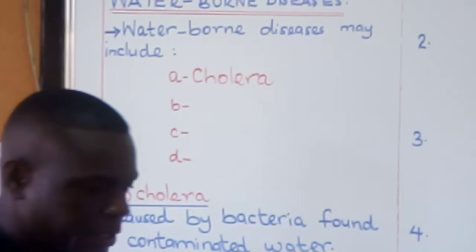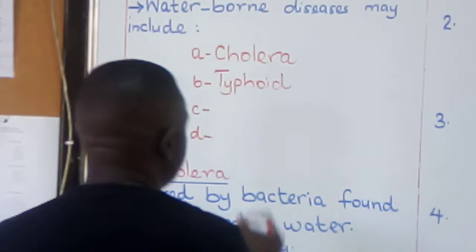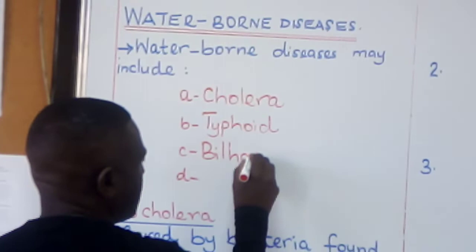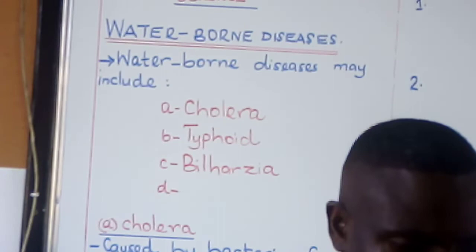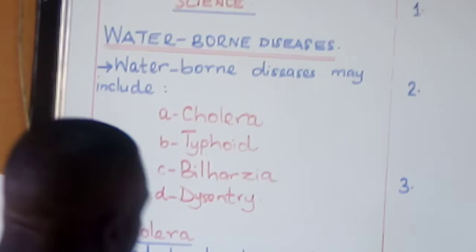Number two, typhoid. Typhoid fever is one of the waterborne diseases. Number three, bilharzia. Bilharzia is also a waterborne disease, and dysentery. So the waterborne diseases are four: cholera, typhoid, bilharzia, and dysentery.